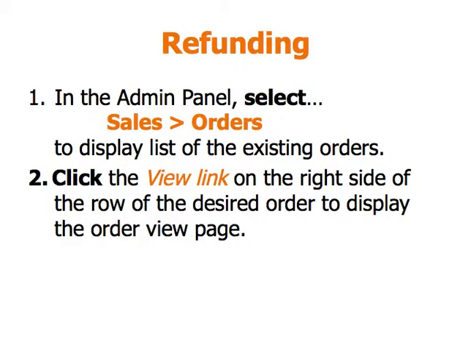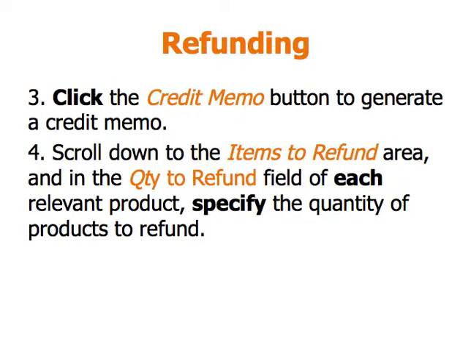Alright, so step 1, Admin panel, select Sales, Orders. This is going to display that list of existing orders. Second, go ahead and click the View link on the right side of the row of the desired order to display the Order View page. Third, click the Credit Memo button to generate a credit memo. Now fourth, you're going to scroll down to the Items to Refund area, and in the Quantity to Refund field of each relevant product, just go ahead and specify the quantity of products to refund.